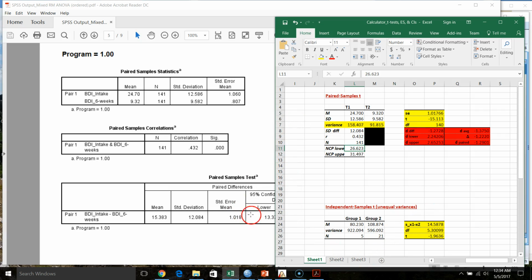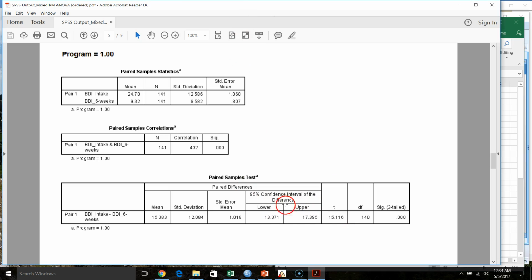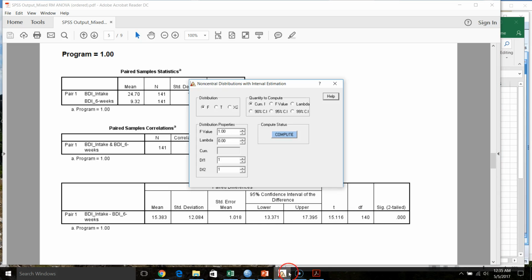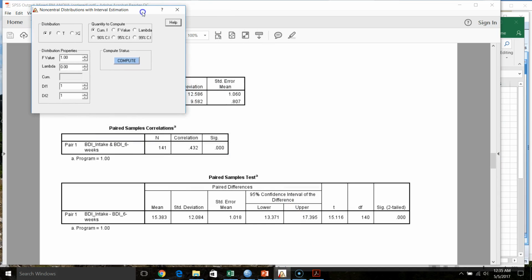Okay, this is another reason to run these formal tests within SPSS, not because we're terribly interested in whether or not we're meeting statistical significance, because we know that they are, but what we need, remember, is this test statistic and the corresponding degrees of freedom to get non-centrality parameters around our within-subjects effect. So if we pull up our Steiger calculator here, t, 95% confidence intervals, we're going to say 15.116 with 140 degrees of freedom for this group.